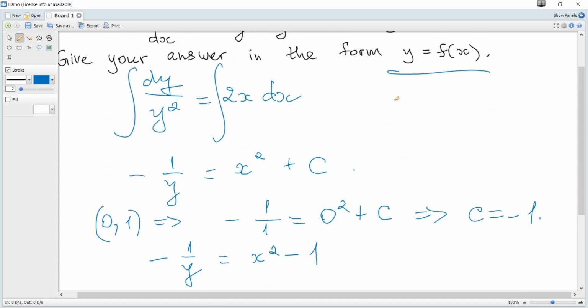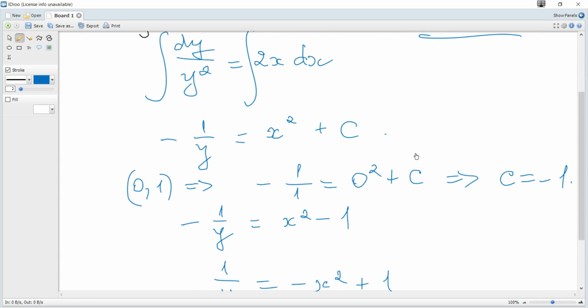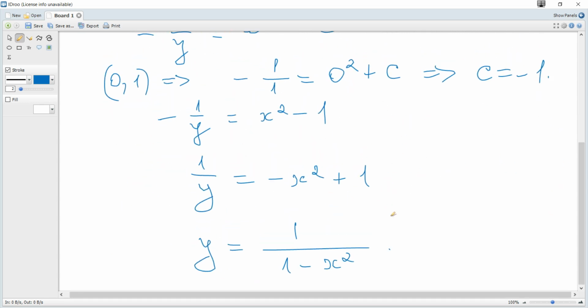expression in the form y is something in terms of x. And that's all for this question.